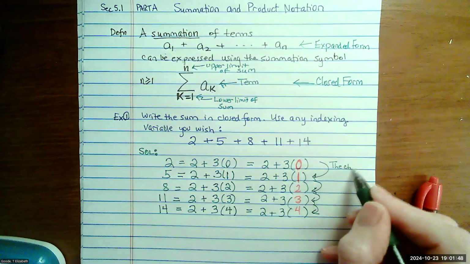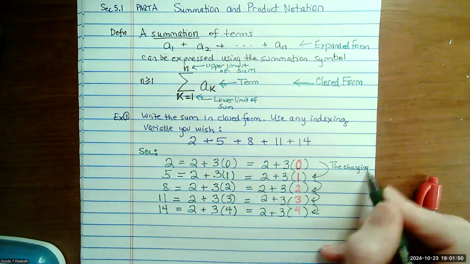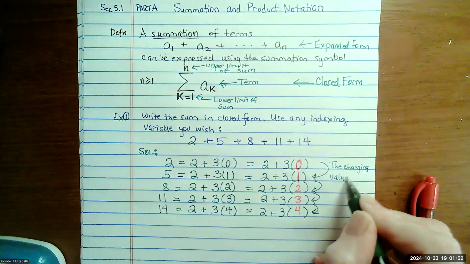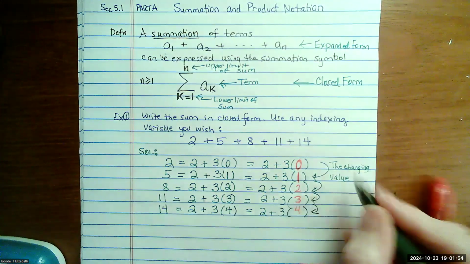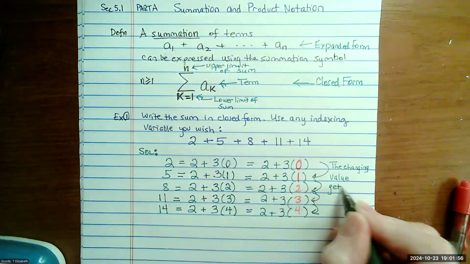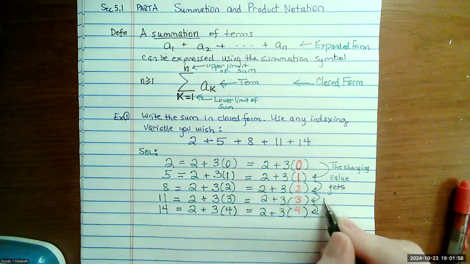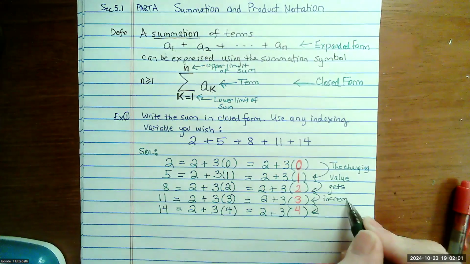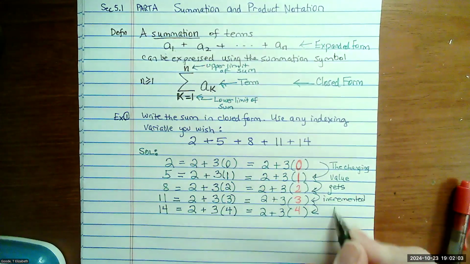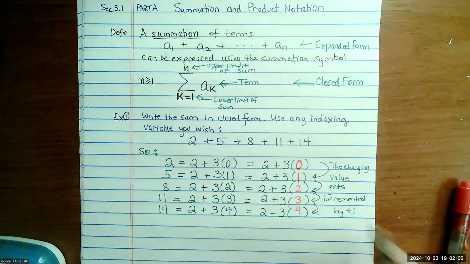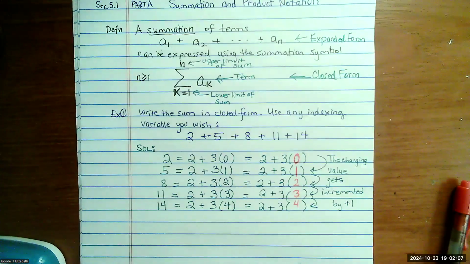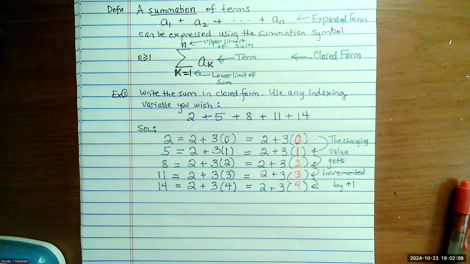Let me just make a couple of notes here. The changing value, that's what we're trying to do, folks. We're trying to see what's changing, because that's what's going to get addressed with the variable. It gets incremented by +1. And that's always the game. It's always an increment of +1, okay?